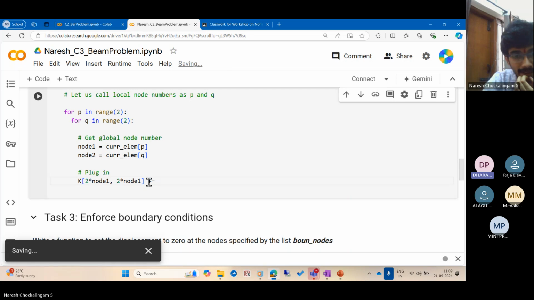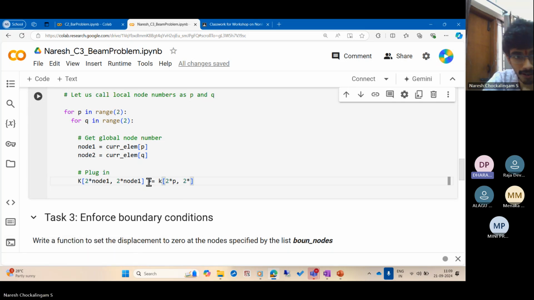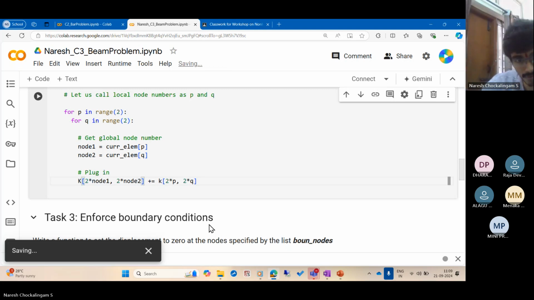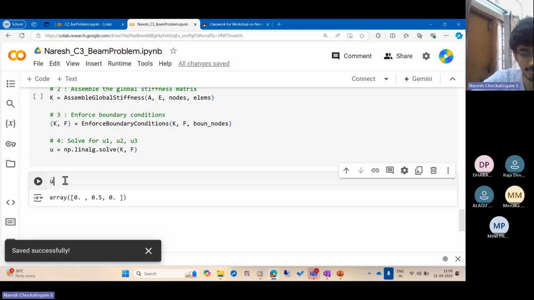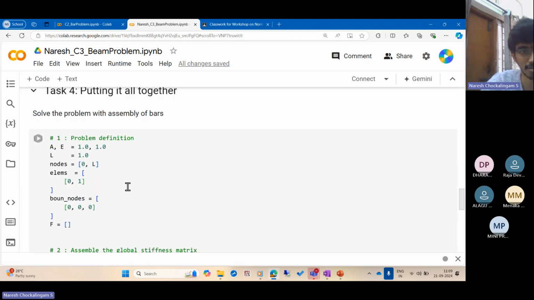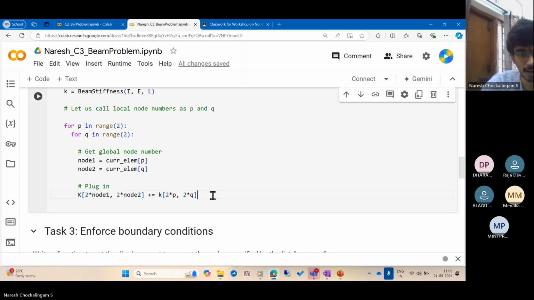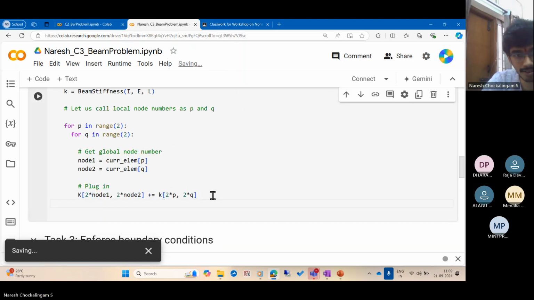Small k of p comma q, 2 star P, comma 2 star Q. Wait a minute. So this has to be node 2, not 1. I'll just check if plus equal to works. I know in C it works, and it works here too. Okay, then it's fine. Then we'll just use plus equal to.